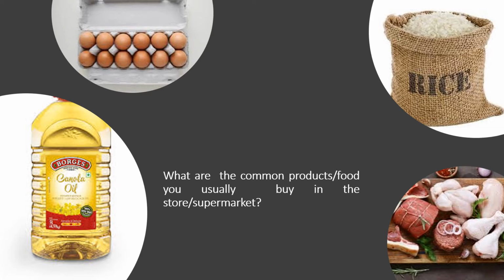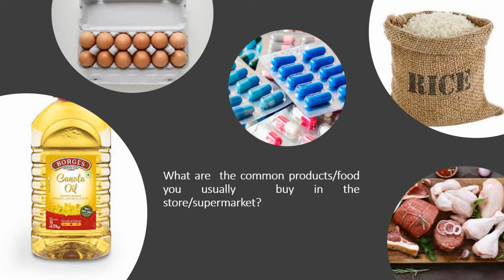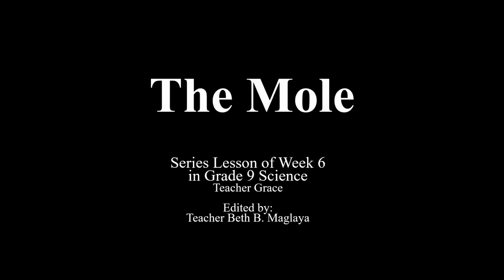We also buy meat, a kilogram of meat. And our mothers or parents, or even lolo and lola, they buy medicines, 10 capsules or 10 tablets. Now, what do you think is the unit used for an element, a substance, and a compound? Yes, it is the mole.